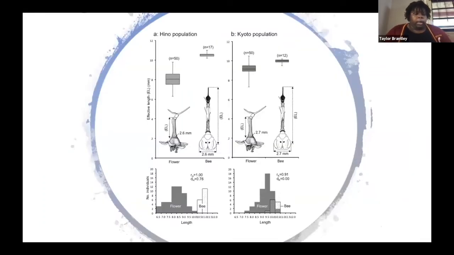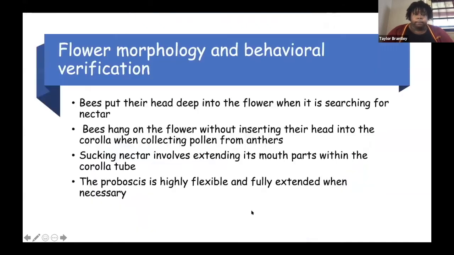The nectar reaching rate of all bees in the Hino population is 100%, in that all bees have access to the nectar. In the Kyoto population, it's 91%. The departure index for the Hino and Kyoto populations is 0 millimeters and 0.6 millimeters respectively. You can see that down here, and these two measures indicate that there is a close match between the proboscis length and the corolla tube in both of these populations.